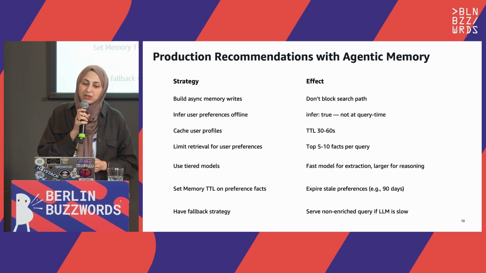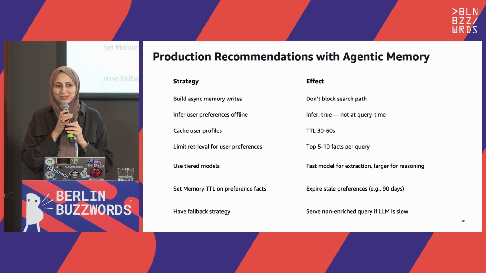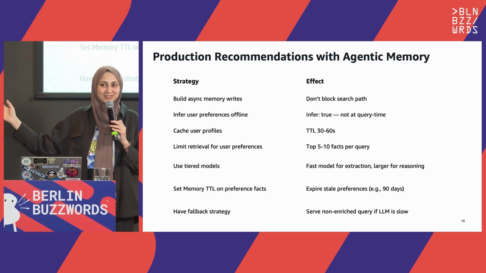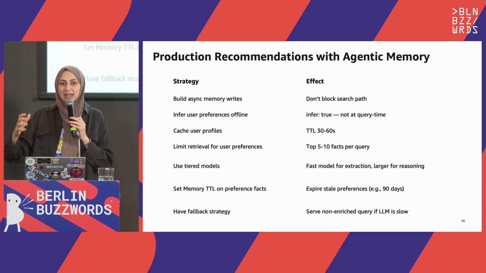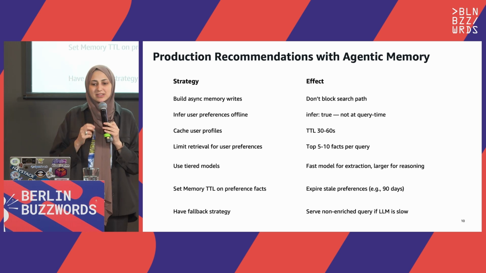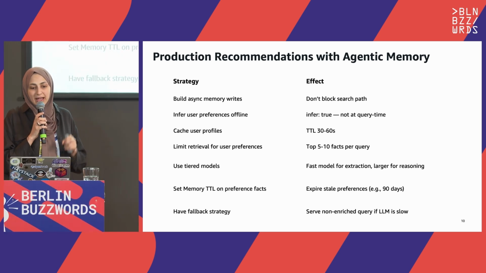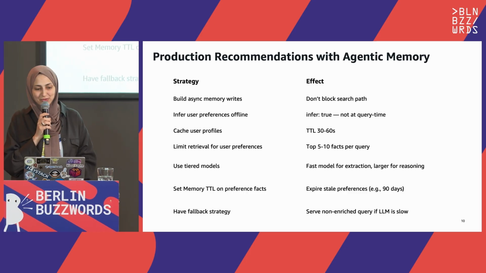Limit the retrieval of user preferences to the top 5, 10 facts. You don't need to retrieve the whole history of 10 years or 10 months of data. Only use the LLM reasoning capability to extract the top 5 facts for the user at search time, and that are also related to that specific context, not all the context of the user.